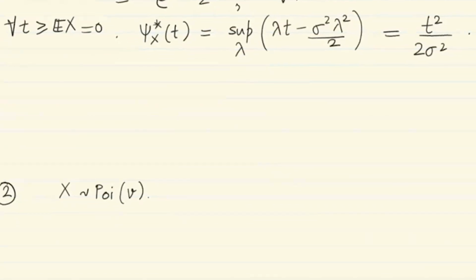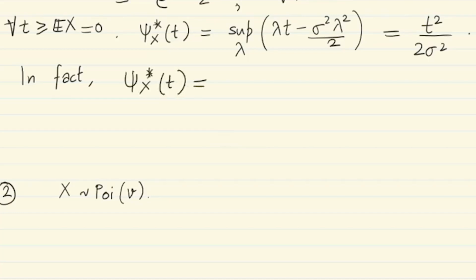as an explicit closed form expression for the Cramér transform of the Gaussian. In fact, even if t is negative, you can apply the same argument to the random variable minus x and finally conclude that Cx star of t is basically a standard quadratic function given by t square by 2 sigma square.